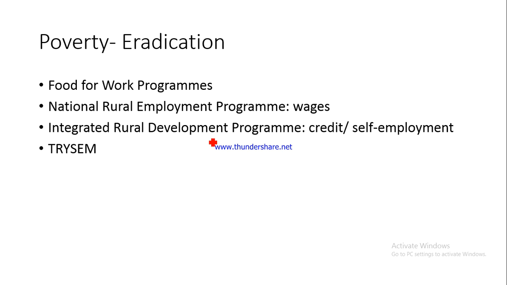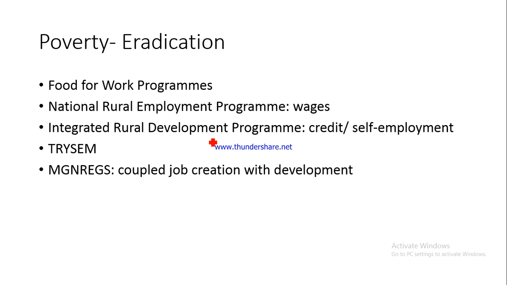Then we talked about the training of rural youth for self-employment, wherein we talked about how it also had this feature of training the people so that they can start their own enterprise. And then we talked about how in India, the Mahatma Gandhi National Rural Employment Guarantee Scheme made the right to work almost like a fundamental right, wherein a job was guaranteed to every rural household. 100 days of job was guaranteed to every rural household, and this was what made it different from the other schemes which were implemented earlier.